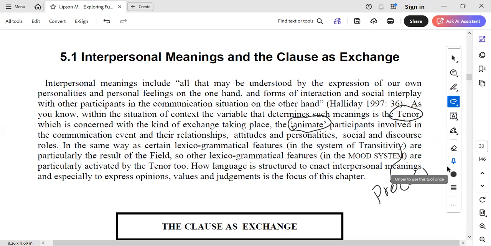But right now, this chapter wouldn't be talking much about that. It would be focusing on the interpersonal meanings, right? So we are going to forego process and transitivity for the time being, and we'll get back to that in the next chapter. But I believe that you do have a little idea about transitivity, right? Okay, let me scroll down.